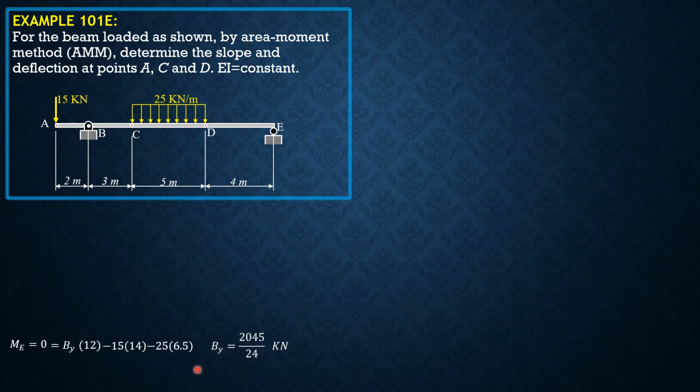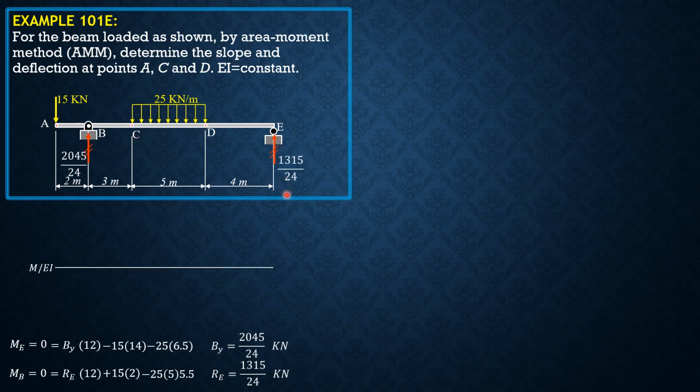Then sum of moments about B equals 0. So we have RE times 12 equals 15 times 2, then minus 25 times 5 times 5.5, where 2.5 plus 3 is 5.5. RE is equal to 1315 over 24 kilonewtons. So from there, because we select D as the moment center, this is 1315 over 24 EI.